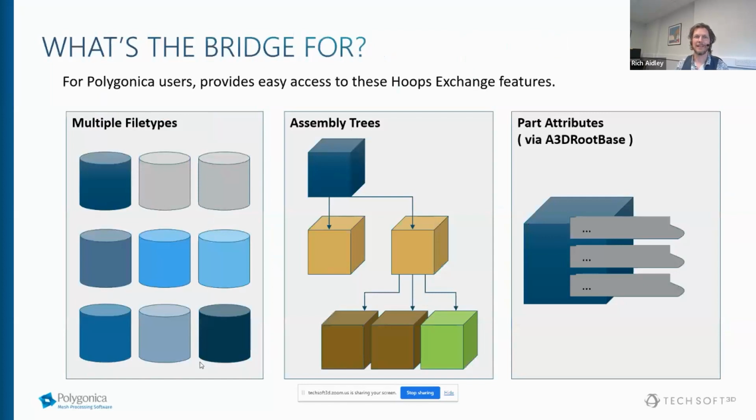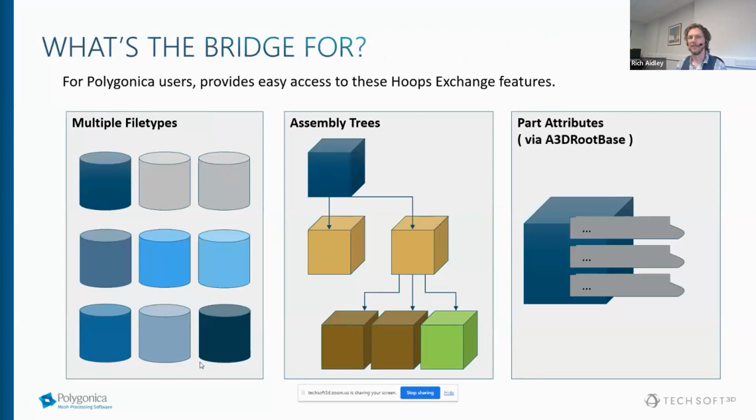Which brings us handily to what is the Polygonica Exchange Bridge for? For Polygonica users, it provides things which Polygonica's core competencies don't. So Polygonica, for example, can only load 2 file types. We have our own proprietary Polygonica one, and we can load STL file types, and that's pretty much it. Whereas you've already seen the huge list that Peter gave us that HOOPS Exchange can bring in.